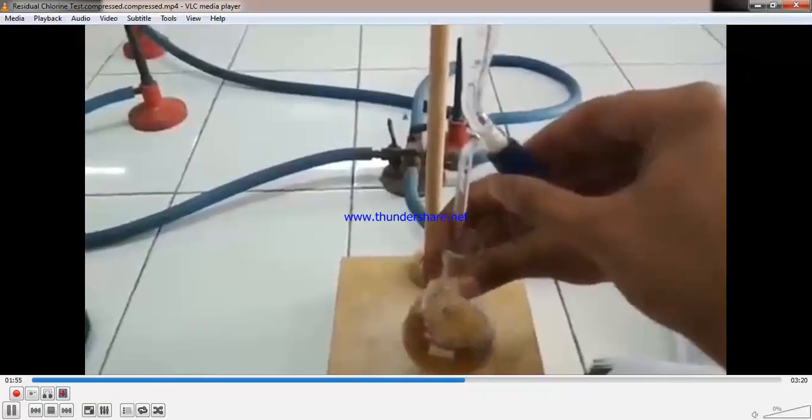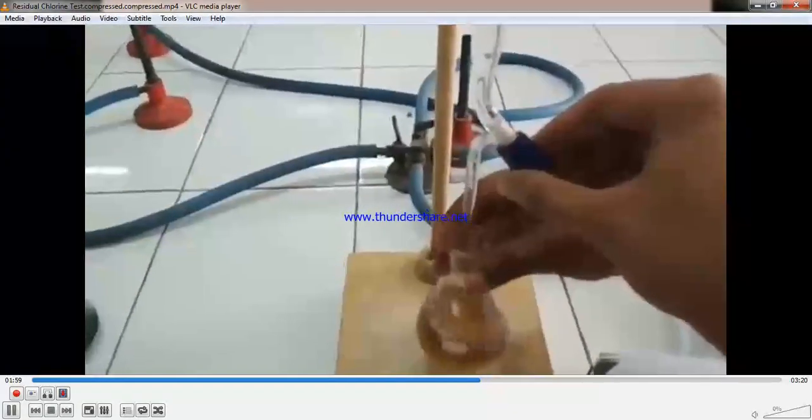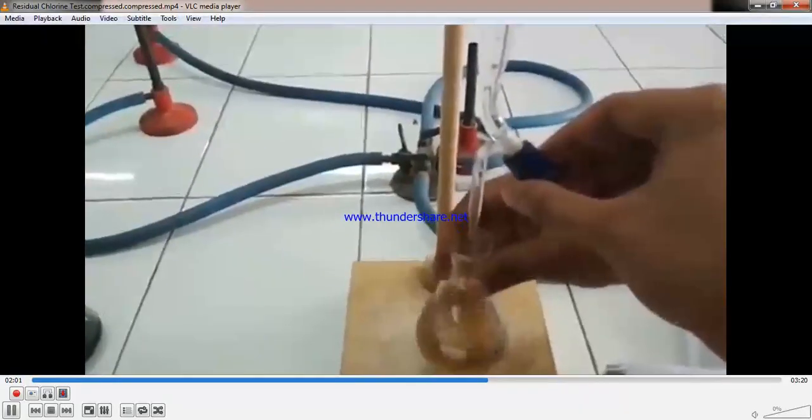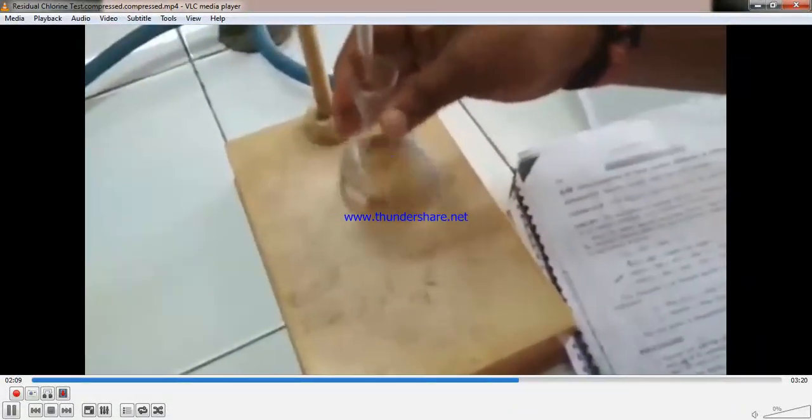So see students, the color is changing. It will change to straw yellow color. Like straw, a light yellowish color will be developed. Look, slowly, this is basically the straw yellow color that is being developed. Right? Now we will do what, students?